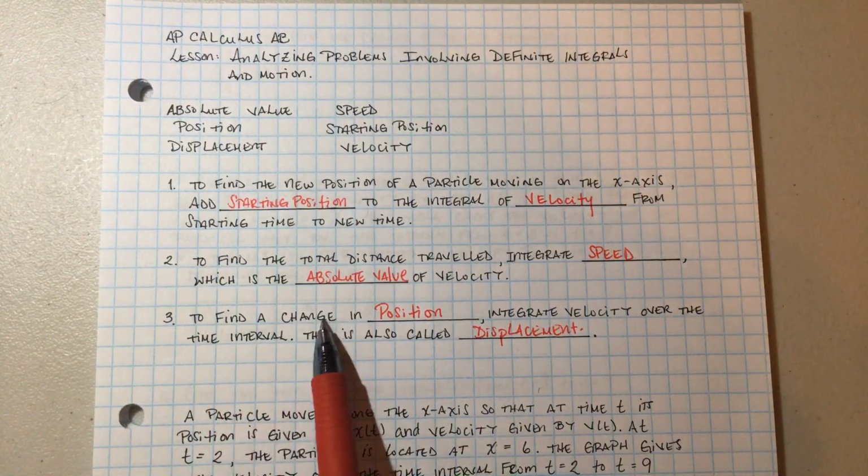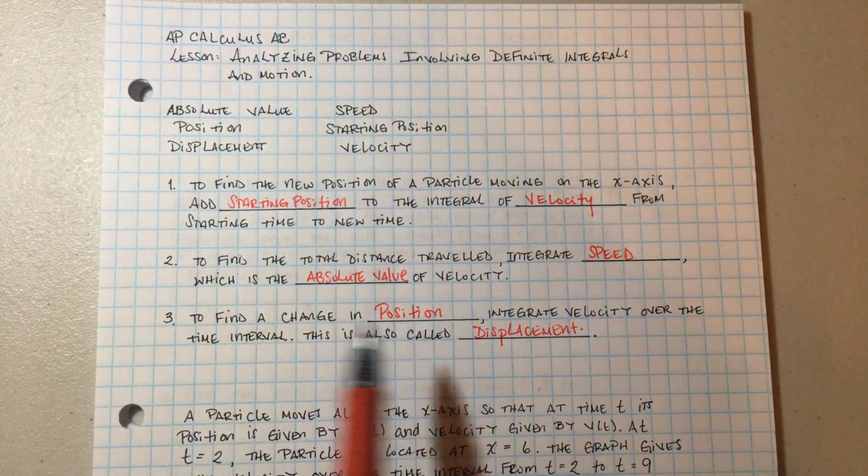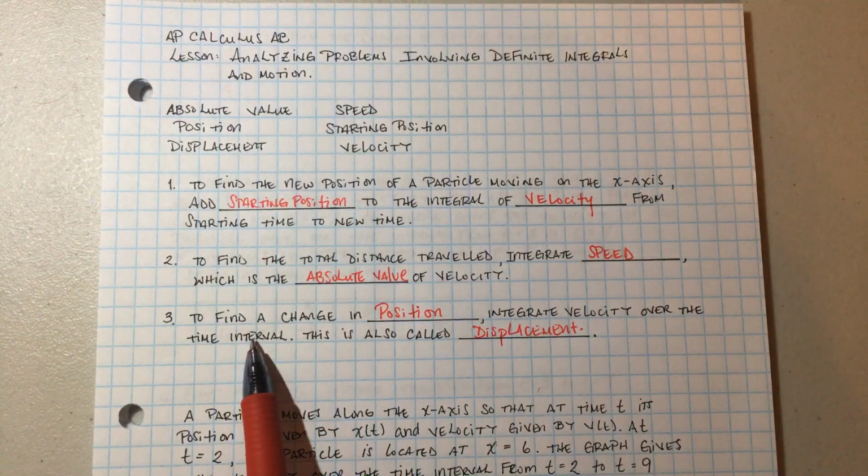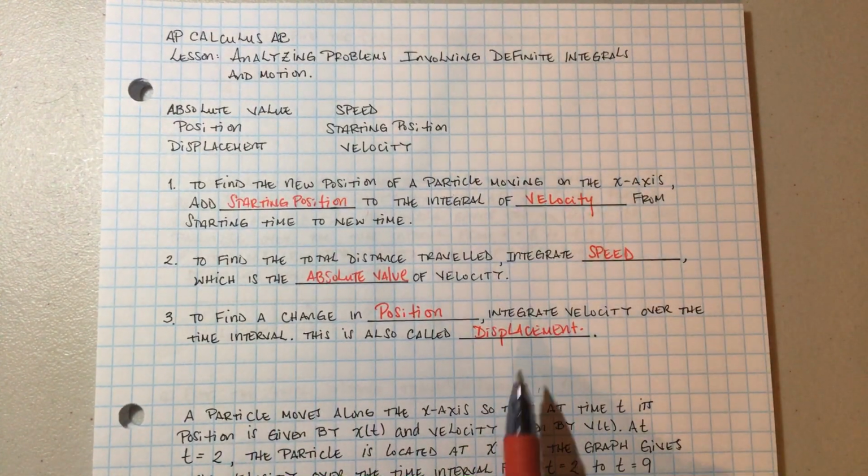And then lastly, to find change in position from one point to another, all you're going to do is integrate velocity over the time interval. And this is also called displacement.